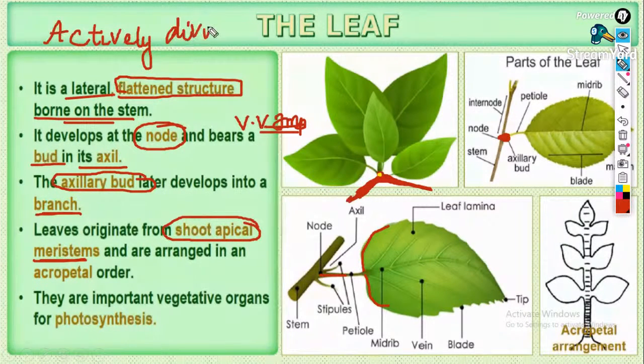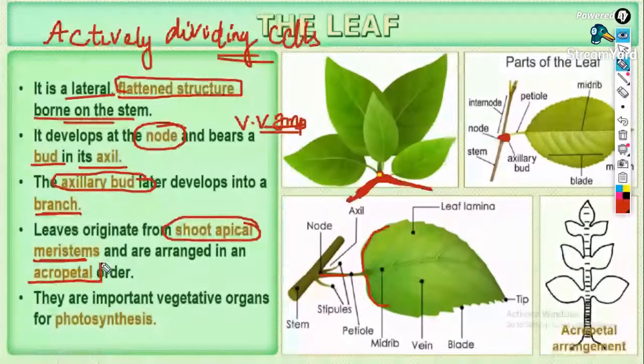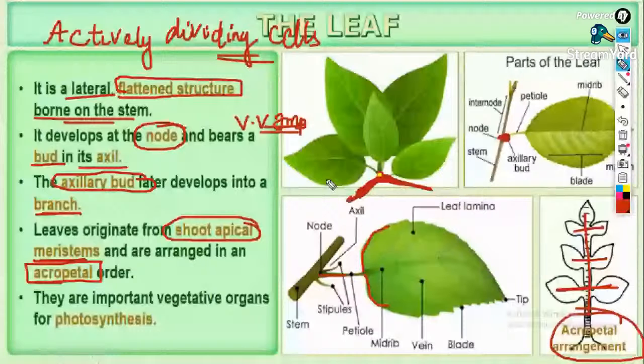Am I right? And they are arranged in an acropetal manner. Look, the larger leaf at the base and the smaller leaf at the tip in an acropetal arrangement, that is clearly shown in the diagram. The larger leaves are at the base, the smaller leaves towards the top.